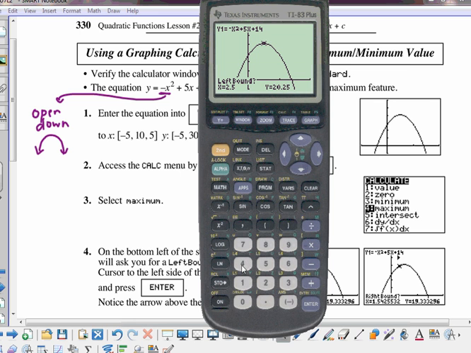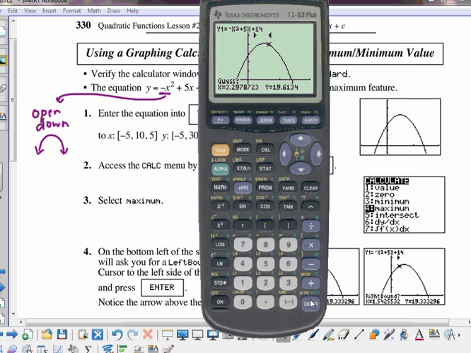Okay, so we want the maximum. Now this is very different than what we've done before. It says left bound. So what it's saying is I need you to go to the left side of your maximum. So we have to use our arrow and scroll to the left, somewhere to the left side of it. As long as we're on the left, it doesn't matter how far we go. Push enter. Then it says right bound. So now they want us to go on the right side of our maximum.